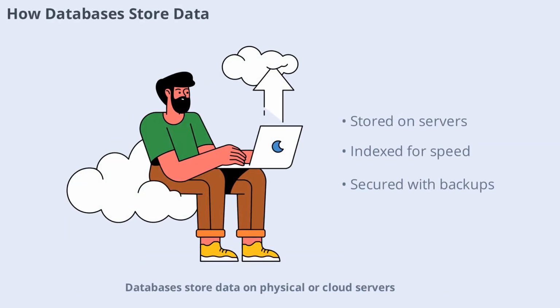Databases store data on physical or cloud servers. The way data is stored depends on the database type, but the goal is always the same: to keep information safe, organized, and easily accessible. Data is usually stored in files, tables, or objects, and advanced systems use indexing to speed up searches. Backups and security measures are also in place to prevent data loss or unauthorized access.